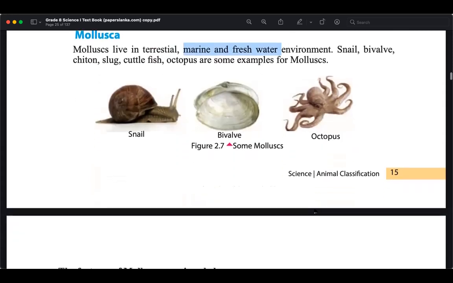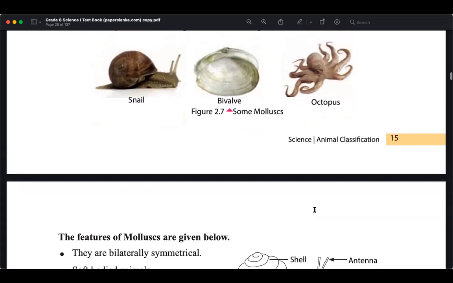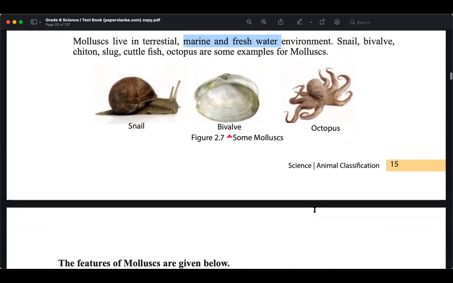Mollusca have a bilaterally symmetrical body. So it's not radially symmetrical, it's bilateral symmetry. If you divide this along the horizontal axis, you can see the bilateral symmetry of the animal. Snail, bivalve, octopus are the examples, right?